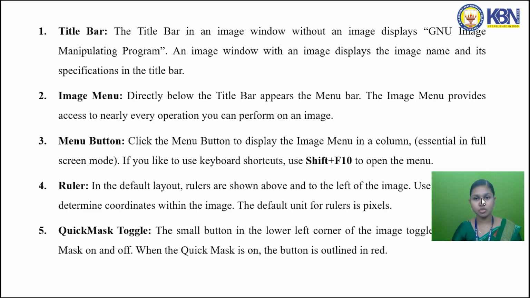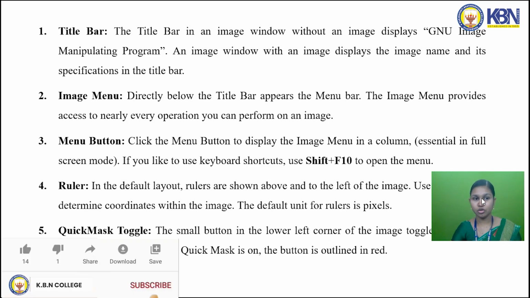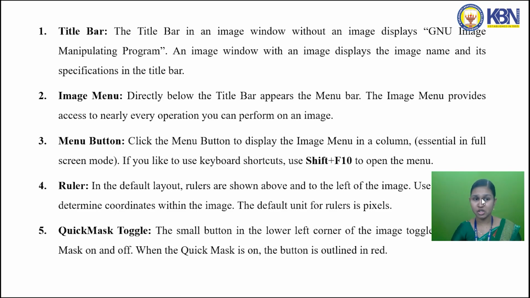Now, image menu means whenever you can access the image, whenever you have to perform the operations. Next, the menu button. You have to know where the menu button is in the image menu. Then you simply click the shortcut key, that is Shift plus F10. Otherwise, you can go to the image menu, then select the menu button.